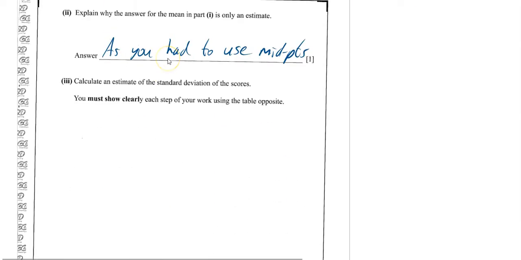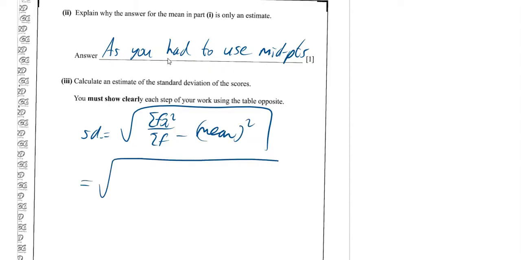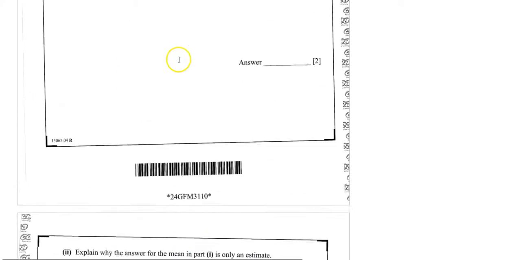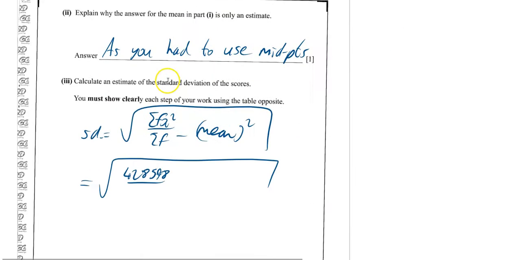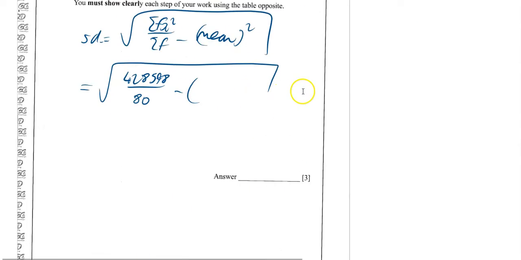So our standard deviation is equal to the square root, I'll write that formula again, sigma fx squared over sigma f minus your mean squared. So let's get all that fired in now. That's going to be 428598. Sigma f, I've forgotten already, sigma f was 80. And then minus your mean. I think I had an exact value of my mean, 73.125, and it was getting squared.